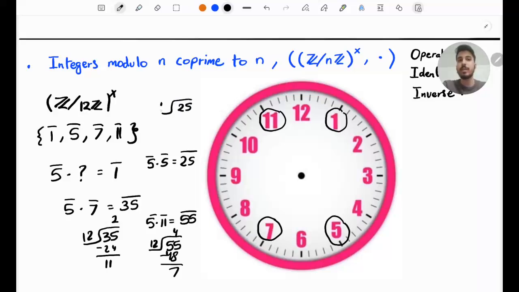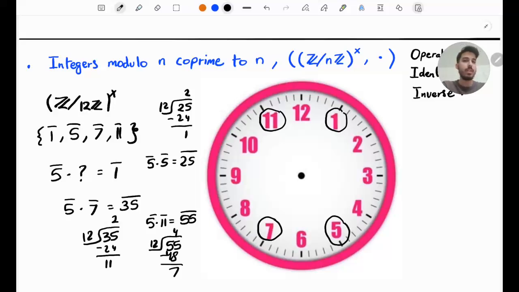25 divided by 12 is 2 with a remainder of 1. We're done. That is the remainder we wanted. So 5 is its own inverse. Great, right? So we have found the inverse of 5.